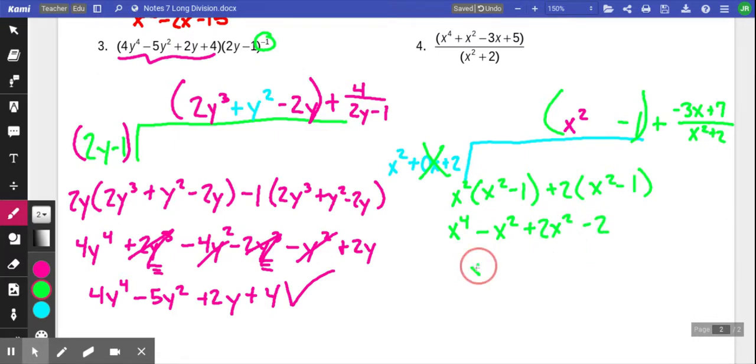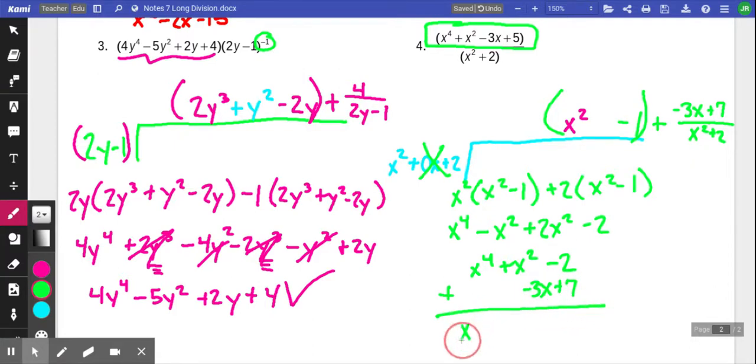So this gives me x to the fourth. And then negative 1 plus 2 is positive 1x squared. And then I still have the minus 2. Okay, so what I'm supposed to get is this. X to the fourth plus x squared. I have that so far. But then all I have is a minus 2. I'm supposed to have a minus 3x plus 5. So now let's add in the remainder, which is negative 3x and then a positive 7.